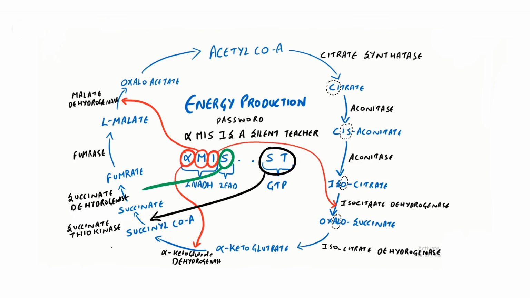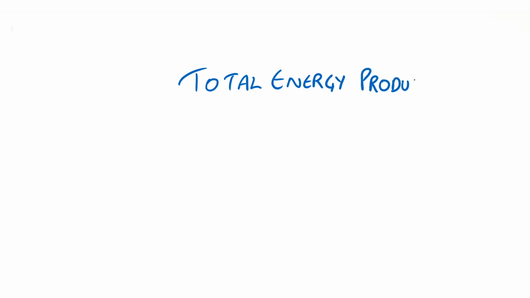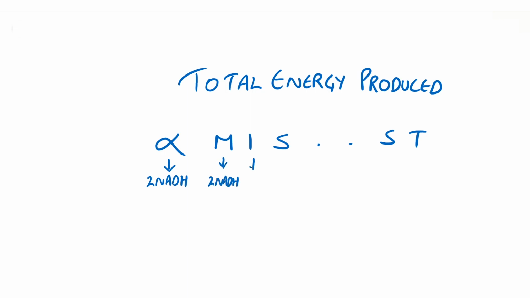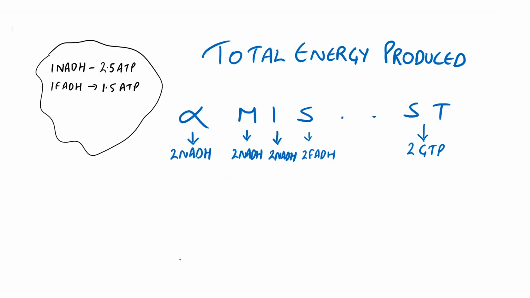Now I hope you will not forget the steps in which energy is produced. And now at last we'll check how much energy is produced. We'll write our password, alpha mi st: alpha produces 2 NADH, M produces 2 NADH, I 2 NADH, S 2 FADH and ST 2 GTP.